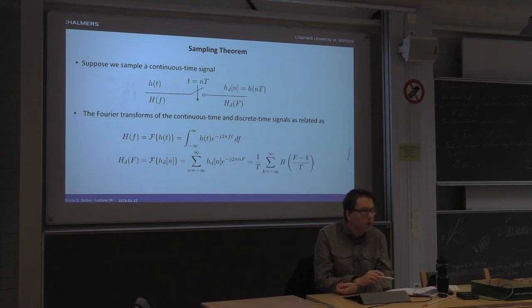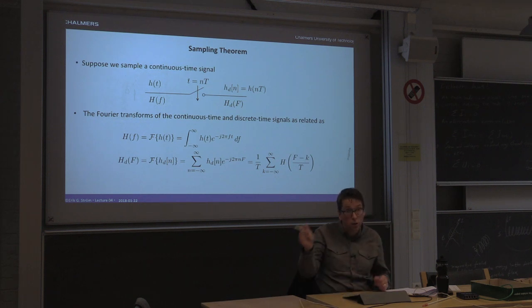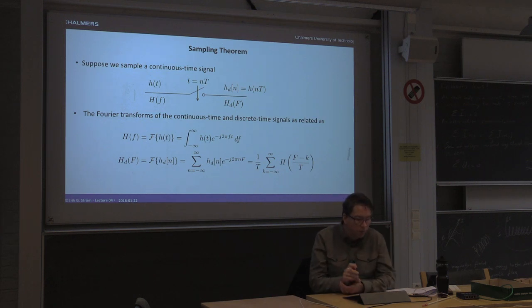So the sampling theorem is quite amazing, actually. So it says basically that if we have something which is band limited, a continuous signal, we can actually completely specify that by its samples if we sample fast enough. Okay, with zero error. Okay, we can always approximate, right? But with zero error. So suppose we sample a continuous time signal h, and we sample that every T seconds.